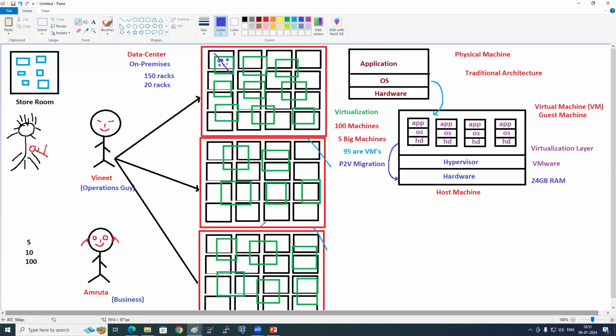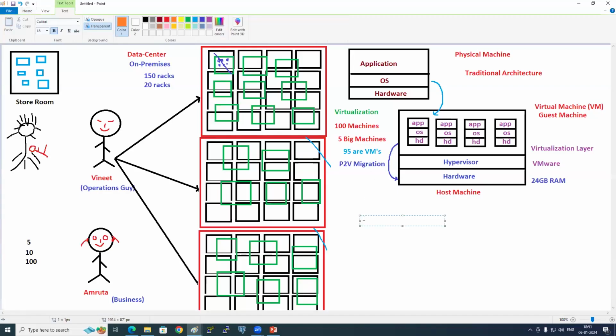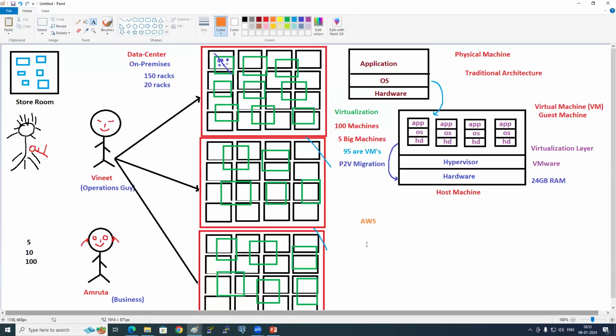So Amruta started signing the paper. Vinit is happy. Amruta is happy. And in this happiness, they both got up and hugged the new person and said, hey, who are you, man? Who are you who saved us? And he said, my name is AWS. My name is AWS, and people call me Amazon Web Services.